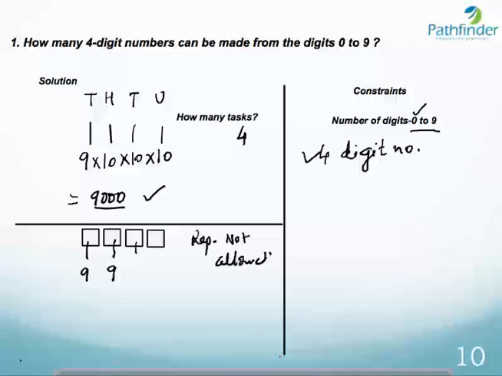Now how many digits remain for the tens place? Out of 10, 2 have already been occupied. Repetition is not allowed. Therefore we have 8 choices for the tens place. How many choices for the units place? By the same logic, we have 7 choices for the units place. And because all the 4 places have to be filled, the total number of choices will be 9 into 9 into 8 into 7. That is 4536.